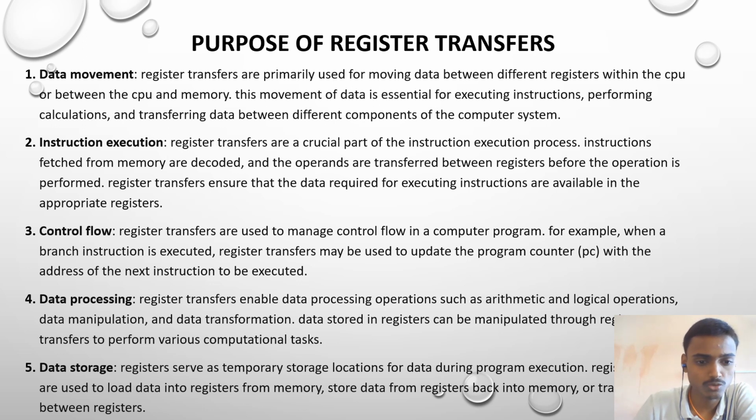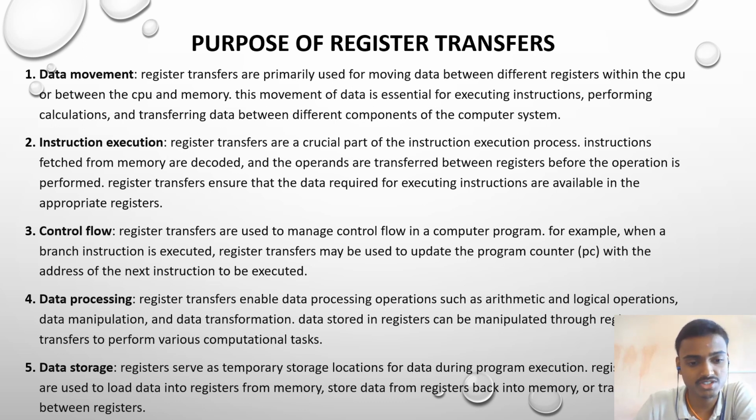Next one is the control flow. Register transfers are used to manage the control flow in a computer program. Let us take an example. When a branch instruction is executed, register transfer may be used to update the program counter with the address of the next instruction to be executed. First of all, let us say that there are a few lines of code. We are executing one of the lines of code. The address of the next line has to be updated as the code runs. This work is done by register transfer in the control flow.